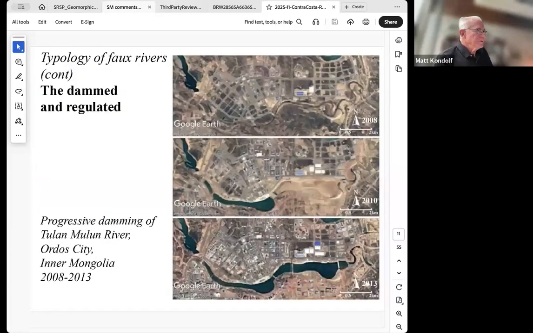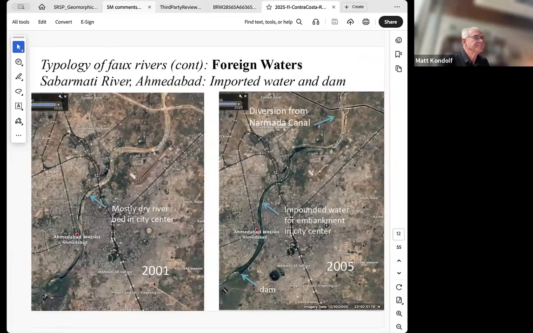Okay, so more examples. This is the Tulan Mulan River in Ordos City, Inner Mongolia. And here's what the river looked like. There was a river, but it wasn't big enough and it wasn't year round. So they built a series of dams and created these big water features that are now like the centerpiece of the urban form. And of course, this is a very dry climate, just like Tempe, Arizona. So you build a fake river reservoir like this, and you're going to lose a lot of water through evapotranspiration.